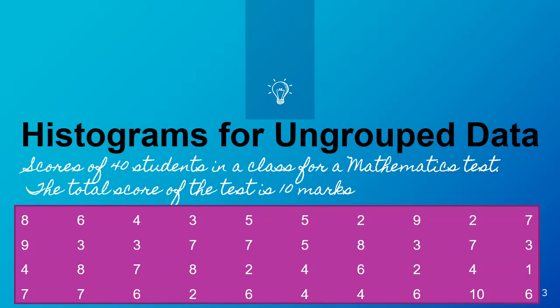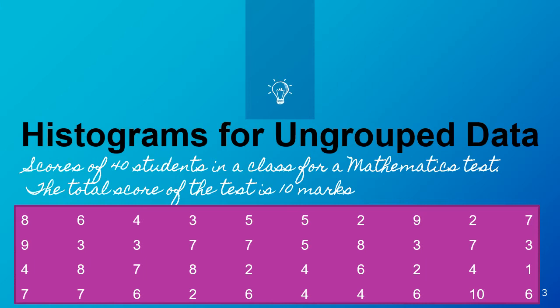So in using histograms, we have grouped data and ungrouped data. Let's have first the ungrouped data. This table shows the scores of 40 students in a class for a mathematics test. The total score of the test is 10 marks.